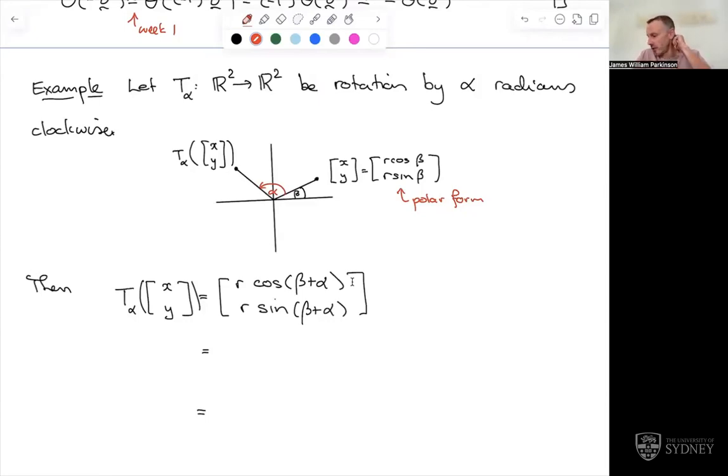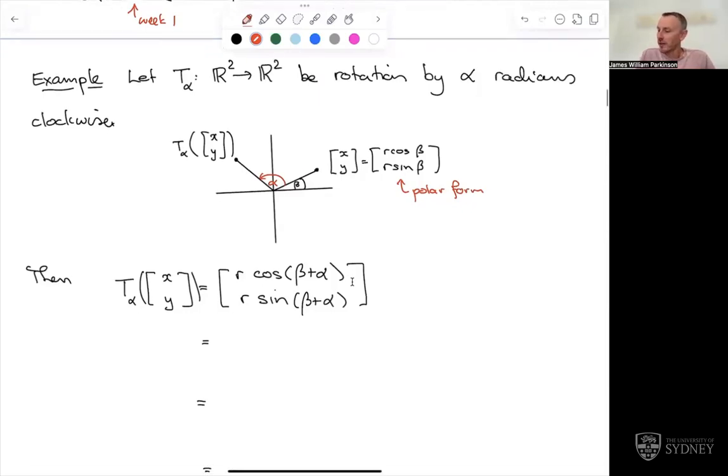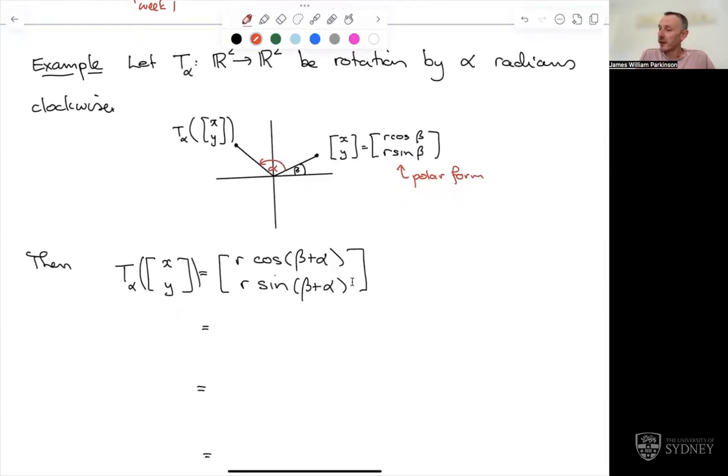To derive the formula for t alpha, we'll write x and y in polar form: r cos beta, r sine beta, where beta is the angle shown. And then let's compute away. So what is this function? Well, t alpha of xy in its polar form: to rotate by alpha radians clockwise, we add alpha to the argument in the polar form. And then we'll just expand out using some trigonometry identities, the double angle formulas.